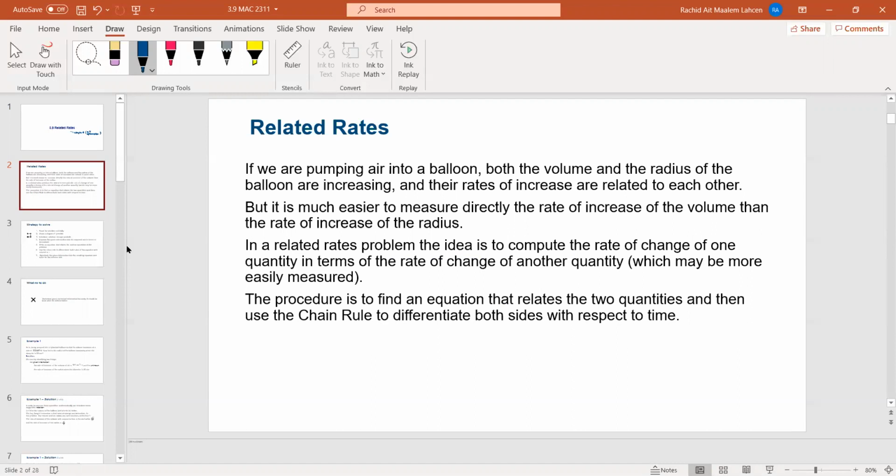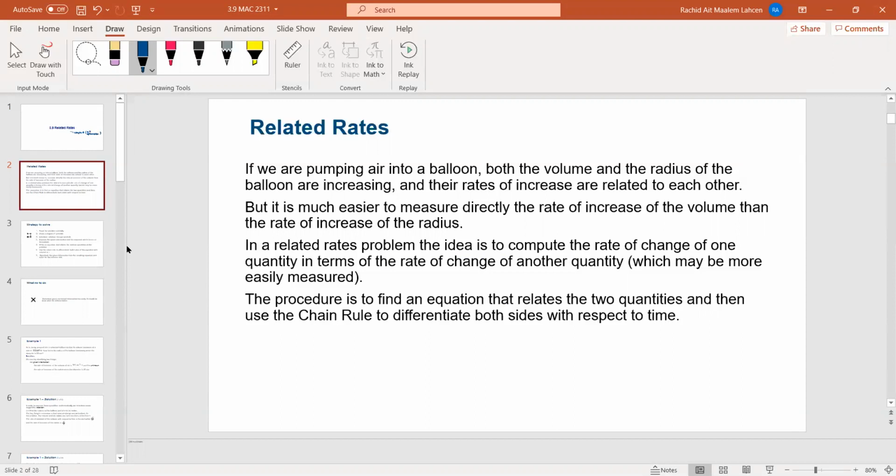If we are pumping air into a balloon, for example, both the volume and the radius of the balloon are increasing, and their rates of increase are related to each other, right? But it is much easier to measure directly the rate of increase of the volume than the rate of increase of the radius. So in a related rates problem, the idea is to compute the rate of change of one quantity in terms of the rate of change of another quantity.